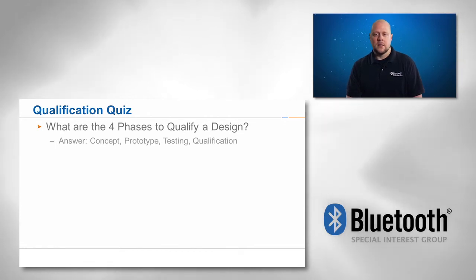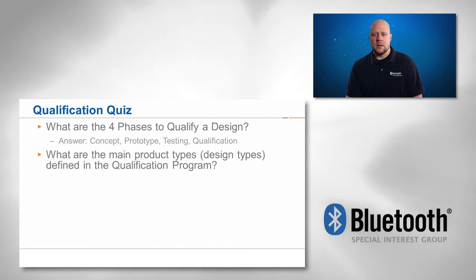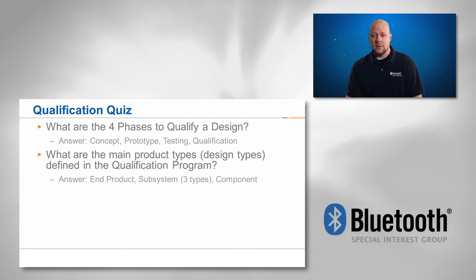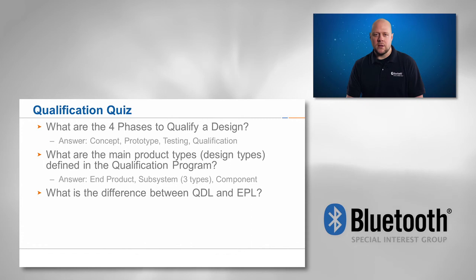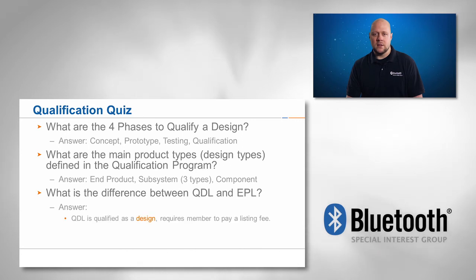Question number 2. What are the 3 product types defined in the Bluetooth qualification program? If you said end product, subsystem, and component, you are correct. And last, question 3. What is the main difference between the QDL and the EPL? If you said the QDL is a design and requires a listing fee, and that the EPL is for products and is free, you are correct.